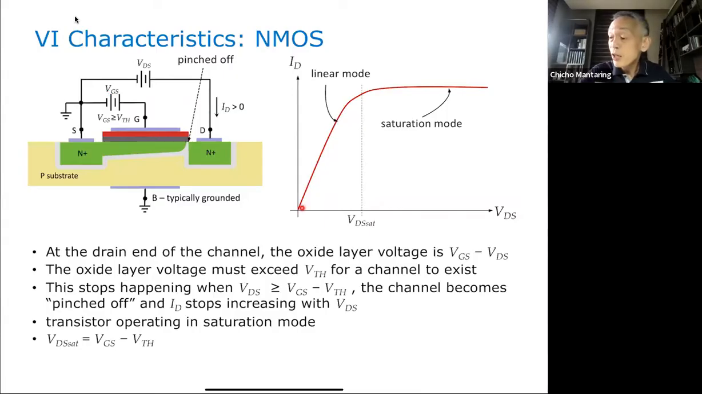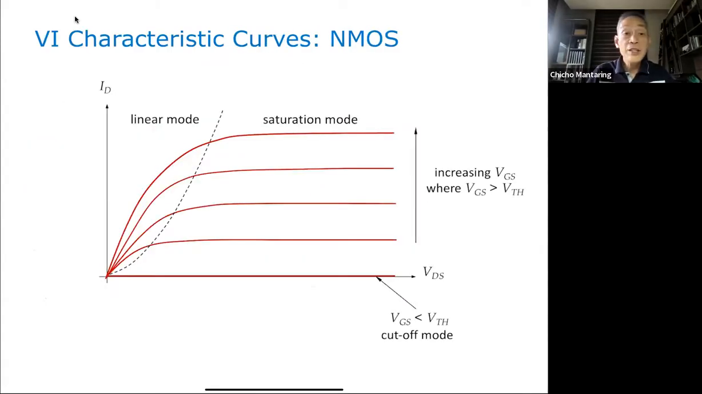So this is now your characteristic curve. This is only for one particular value of VGS. These are your characteristic curves showing several values of VGS. This is for one particular value of VGS, this is for another value of VGS, this is for another value of VGS, and so forth.